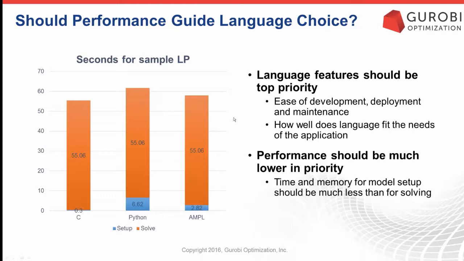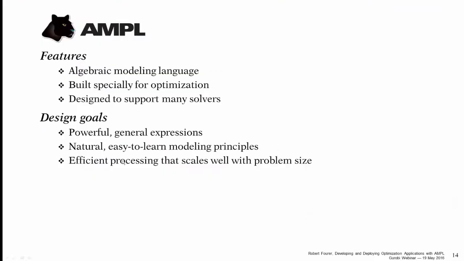Bob, back to you. So I'll go back to that slide I was on. We addressed efficient processing that scales well. And now to use the AMPL system, there are a number of contexts in which it's used. And because of that, there are a number of different ways in which AMPL gets used. And that's essentially what I want to describe for you in the remainder of this webinar.